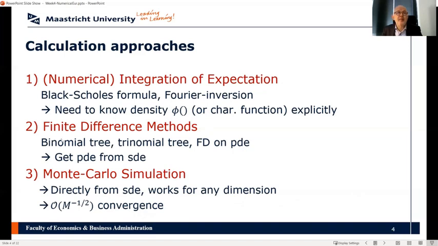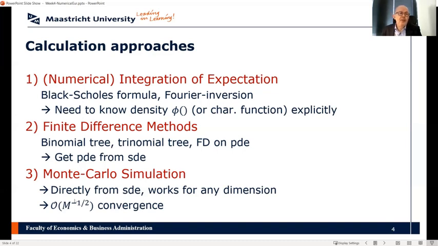Then a second class of methods are so-called finite difference methods, where we basically start from a partial differential equation and then use a numerical method to solve numerically the partial differential equation. And basically the binomial tree you have been working with, we can interpret this as a very specific example of a finite difference method, but there are more ways to discretize or compute these finite difference methods on the partial differential equation.